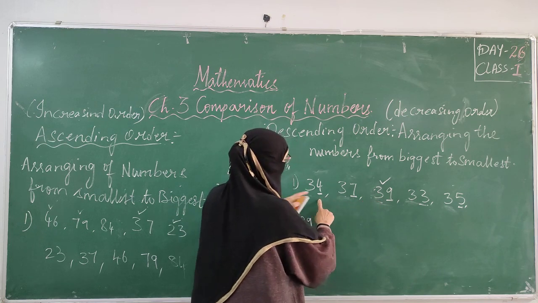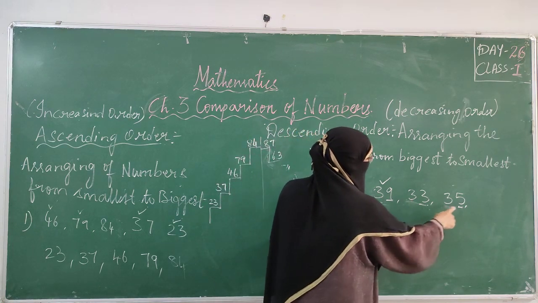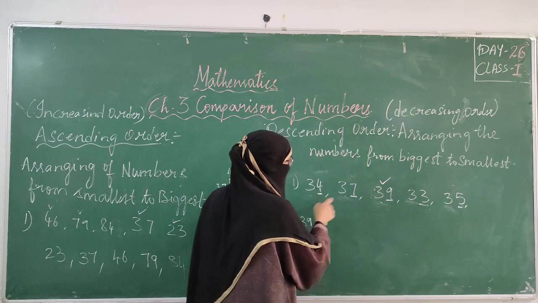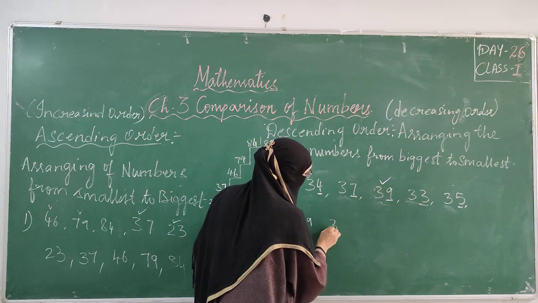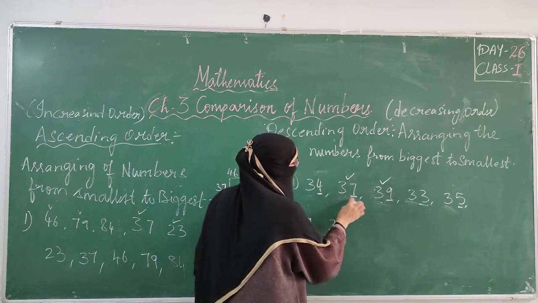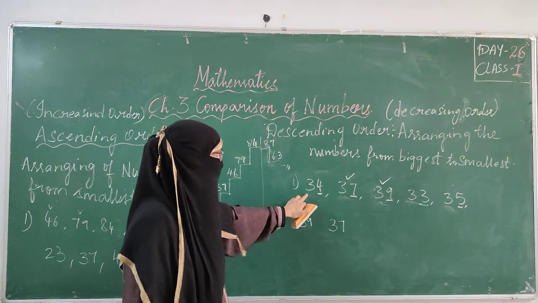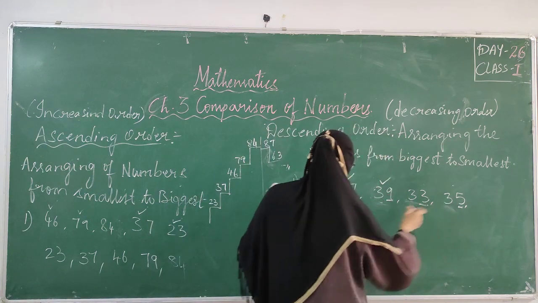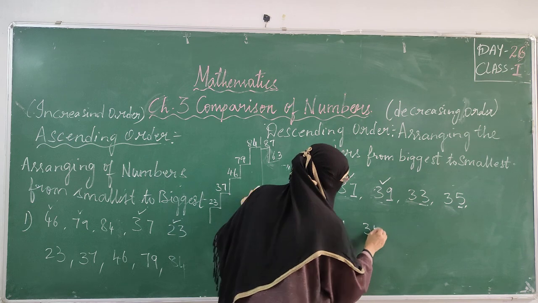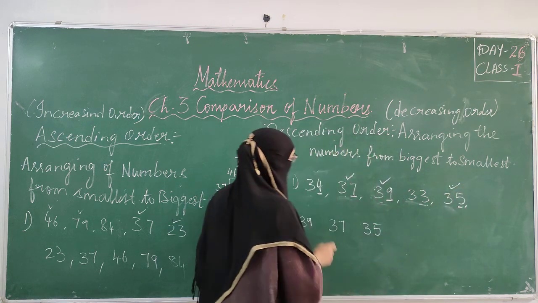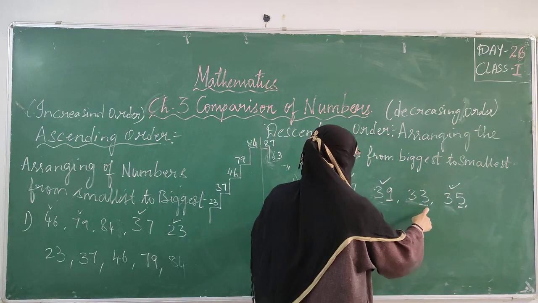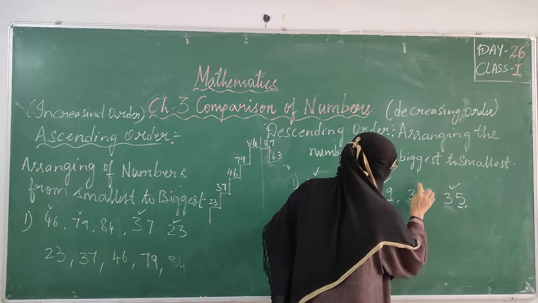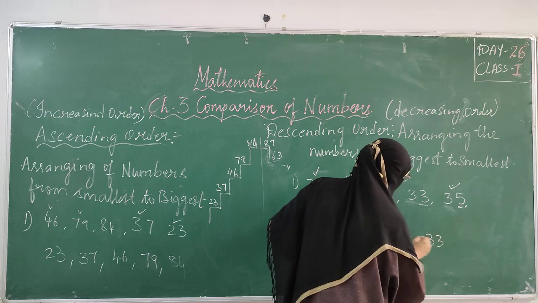This is over. Now 4, 7, 3, 5. In this, which will be the bigger number? 7 will be the bigger number. This is over. That is 37. Now 4, 3, 5. Which is bigger? 5 is bigger. So 35 is over. Now two numbers are left, one having 3 and one having 4. 4 is the bigger number, so 34 will be written, and the leftover last number will be 33.